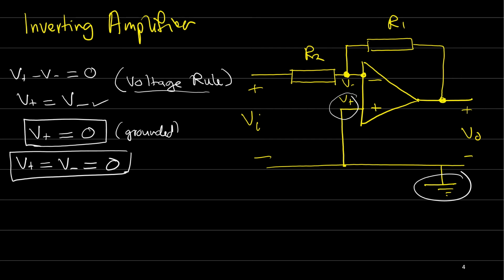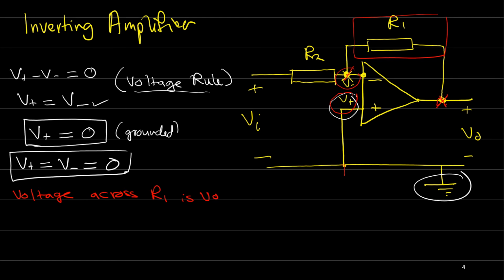Now, it's as if this V minus is grounded as well. We said that V plus equals V minus, and V plus is grounded, so V minus can also be considered as grounded. And the voltage on this resistor, the potential from V out to the ground, will be V out. So the voltage across R1 is V out.